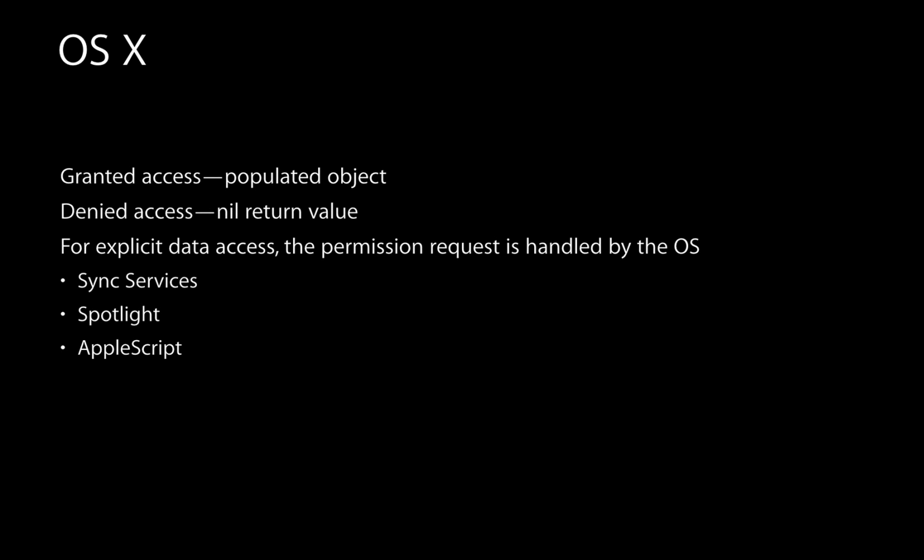As I said before, when the user makes their decision, if they decide to grant you access, then you will receive populated objects. And if they decide not to allow access, then you'll either receive nil objects or no objects. For applications that use system services, such as Spotlight or AppleScript, then the OS will still prompt on the user's behalf.